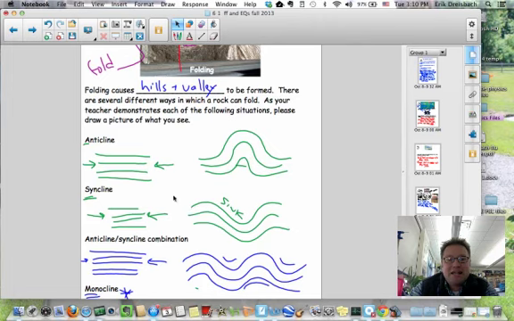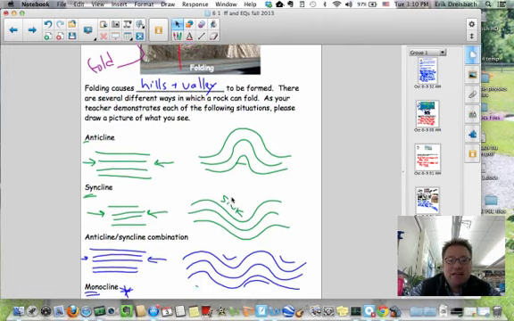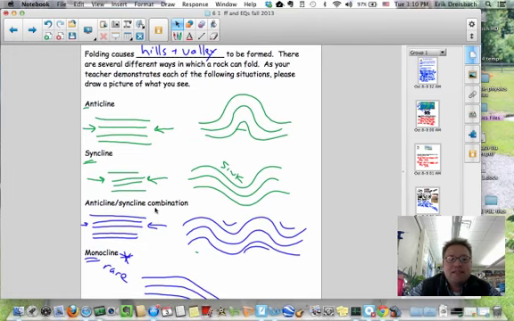You can also have a syncline. That's where rocks are pushed together and they sort of sink down. Think of it like a sink. And the third kind is the anticline-syncline combination. Most of the time, this is really what you'll see, a combination. It's like if you had a rug, and you squish that rug, the rug gets all of these hills and valleys, up and down, up and down. That can happen to rocks.